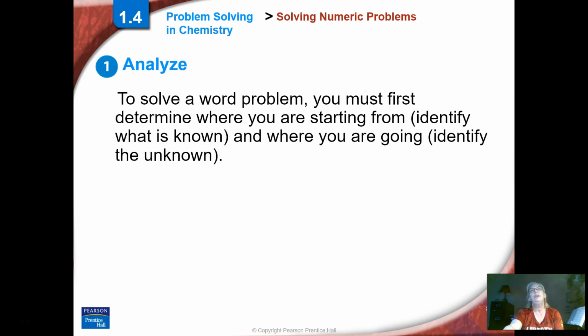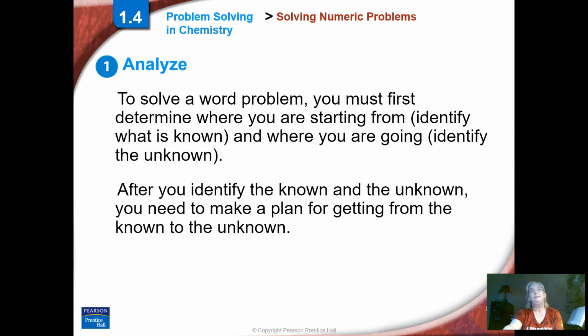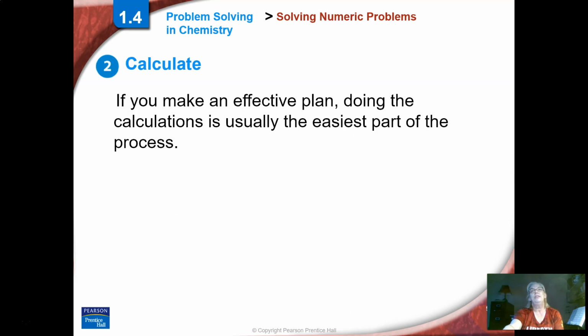So to solve a word problem, you're going to figure out what is known and what is unknown. So we usually write those out so that we can better figure out what the problem is asking about. And then we're going to figure out a plan of solving for the unknown.